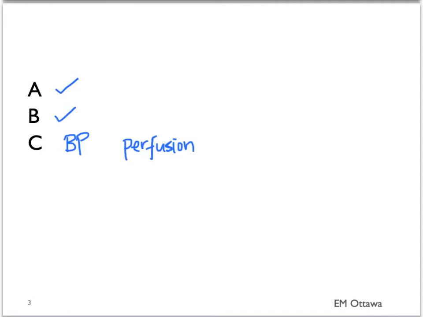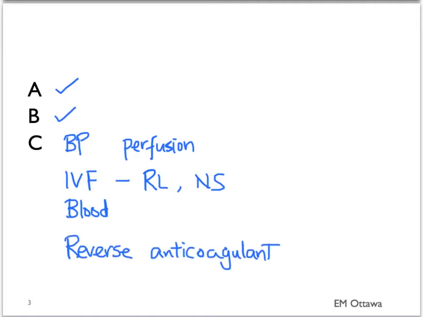We start resuscitation by using IV crystalloids, such as Ringer's lactate or normal saline. In large amount of bleeding, often blood will be given. If the patient is on an anticoagulant, we will also give reversal agents to reverse them. We often start with these empirical treatments until we know more about the patient's specific causes.